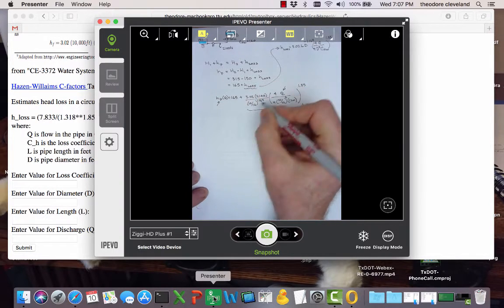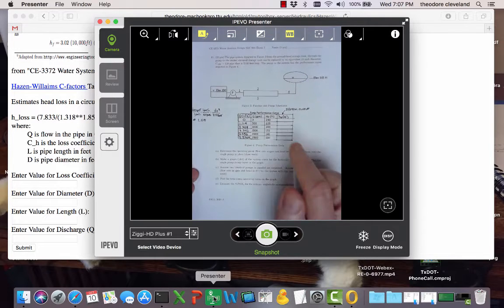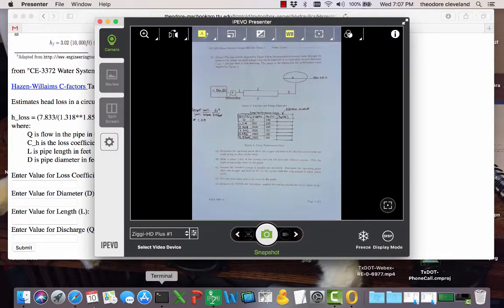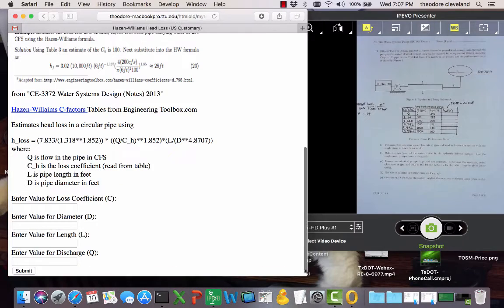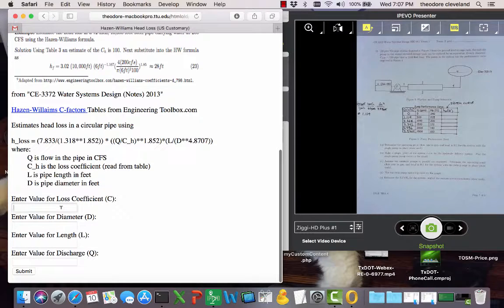So let's see if I can set it up to have both things side by side. Looks like I can. So my loss coefficient is 120. My diameter is 10 over 12, but it's expecting it in feet, so 10 divided by 12 is 0.833 feet. My length is 2,100 feet. And my first discharge I care about is 1.114. Submit that, and I get 4.13 feet, to which I'm going to add 165.